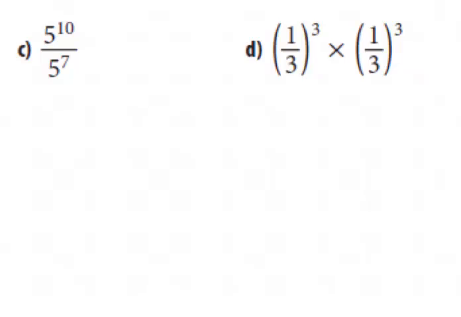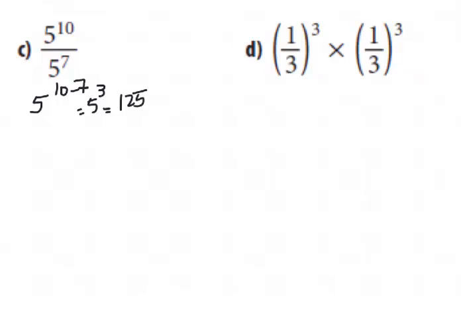The next question says 5 exponent 10 divided by 5 exponent 7. Since the bases are the same and it's division, we are going to subtract the exponents. So we get 5 exponent 10 minus 7, which is 5 exponent 3. Use your calculator, you get 125.